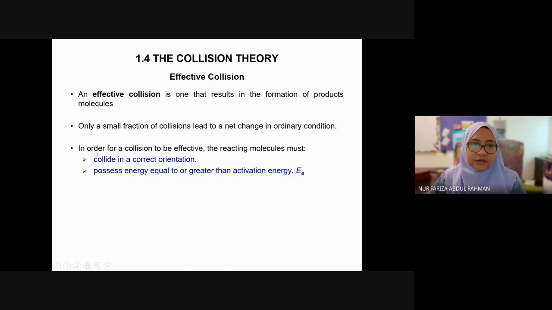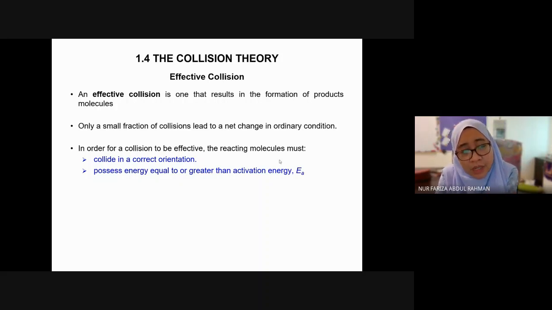Okay, so in order for a collision to be effective, the reacting molecule must, okay, ada dua syarat yang dia kena obey in order to have an effect. Sorry, tersembur. Okay, so seronok sangat bercakap sampai tersembur. Minta maaf lah atas kejadian tadi, okay?